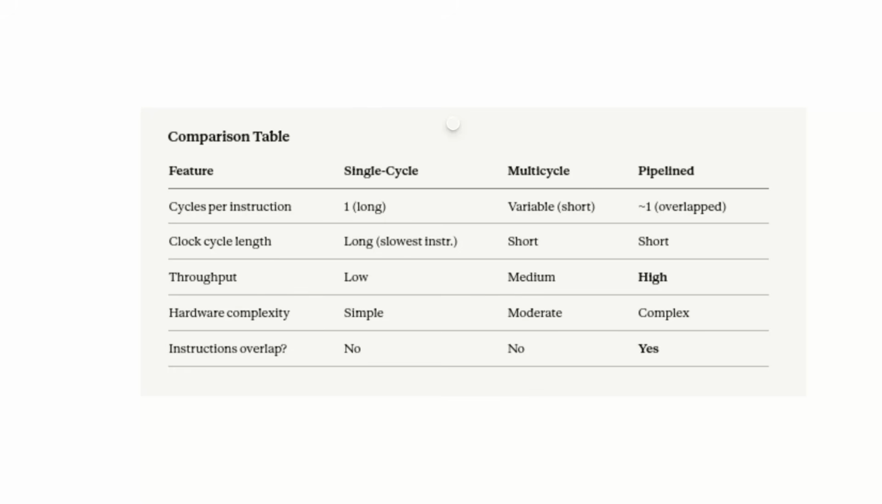Now see this. Single cycle means the cycles per instruction is only 1. Cycles per instruction for multi-cycle is variable. Pipeline is overlapping. Clock cycle length is long in single cycle. Multi-cycle has a short clock cycle. Pipeline also has a short one. Throughput is low in single cycle, medium in multi-cycle, and high in pipeline. For hardware complexity, single cycle is minimum, multi-cycle is moderate, and pipeline is complex hardware. Instruction overlap only happens in the pipeline. Okay.